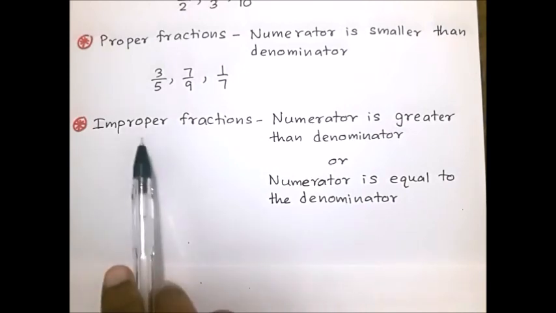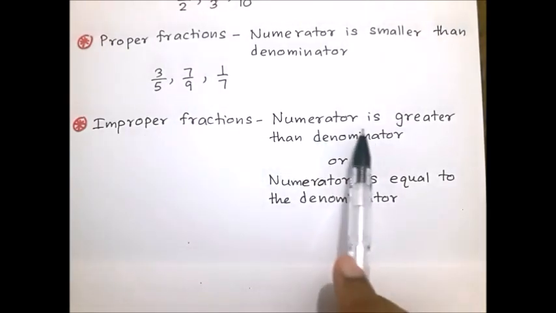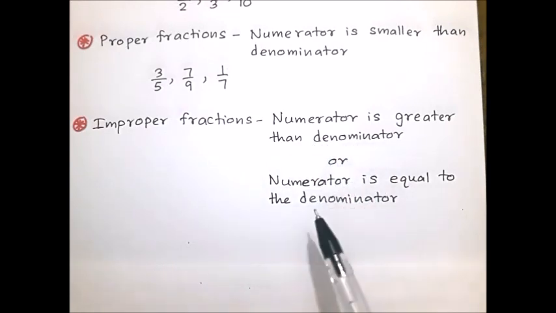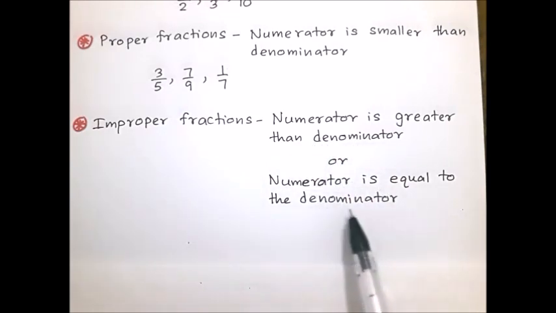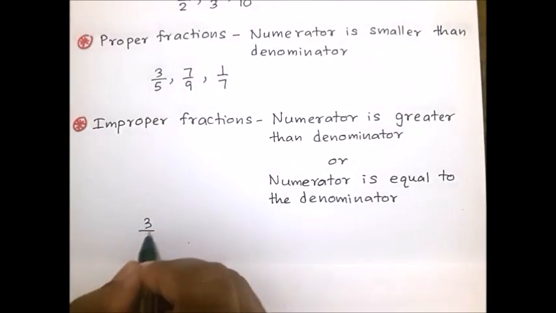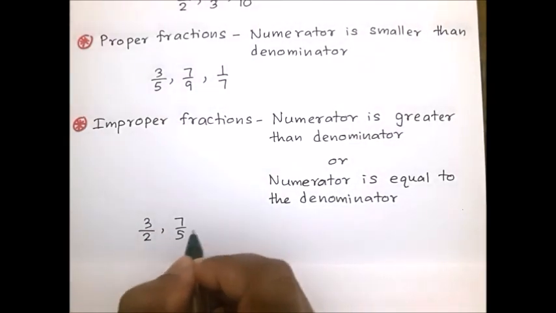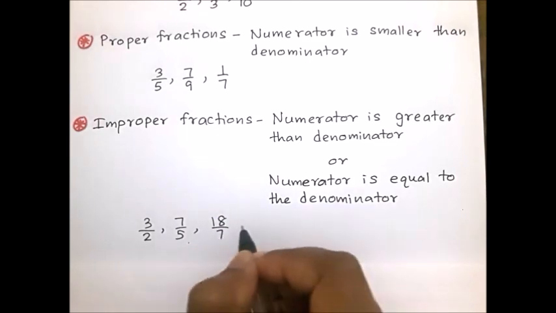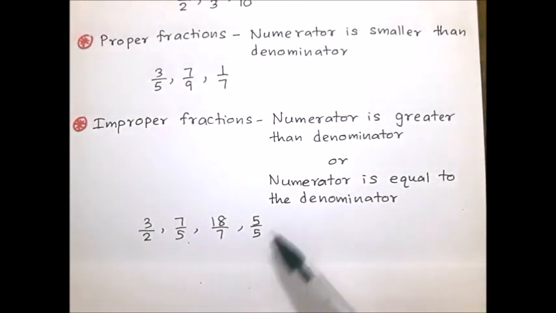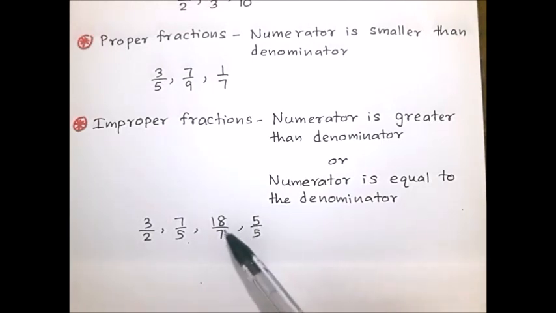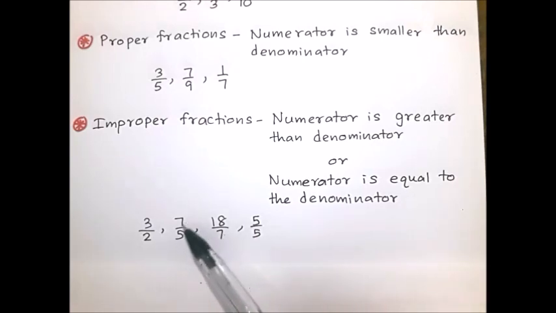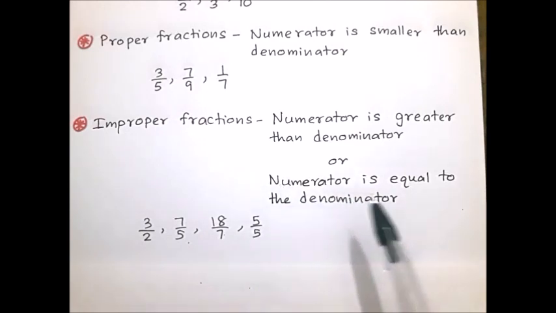Look at this third type, improper fractions. The numerator is greater than the denominator, or the numerator is equal to the denominator. I am going to write some examples here also: 3 over 2, 7 over 5, 18 over 7, 5 over 5. Here you can see both numerator and denominator are equal. Here the numerator is greater than the denominator. This type of fraction we call improper fractions.